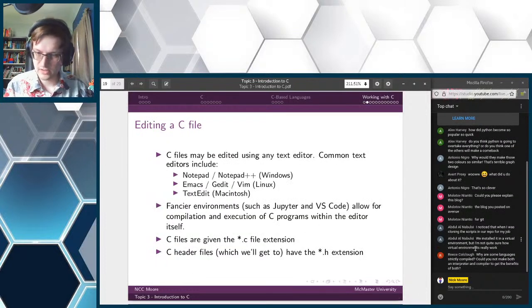Oh, question. Why are some languages strictly compiled? Could you not make both an interpreter and a compiler to get the benefits of both? So it depends on how the language is constructed, right?